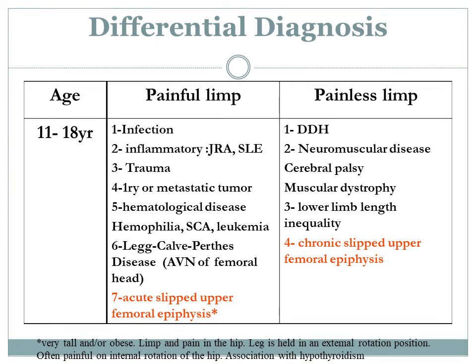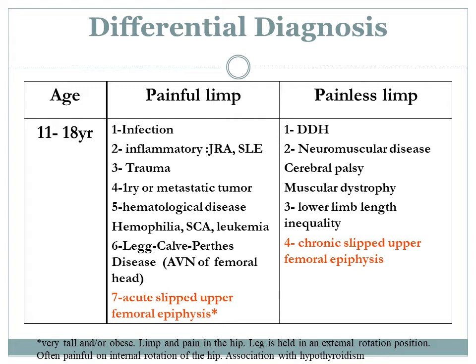In the third age group, from 10 to 18 years, the causes of painless and painful limping are the same as in the previous age group from 4 to 10 years, but we have to consider very much the possibility of what's known as slipped capital femoral epiphysis. In its acute form, it will lead to painful limping, and in its chronic form, it will lead to painless limping. So it is present in both categories.